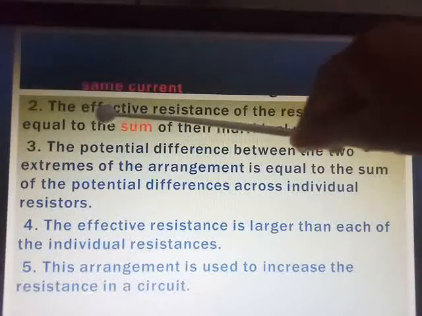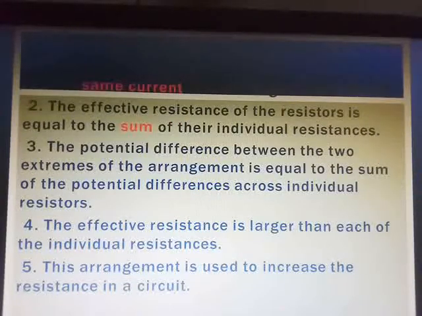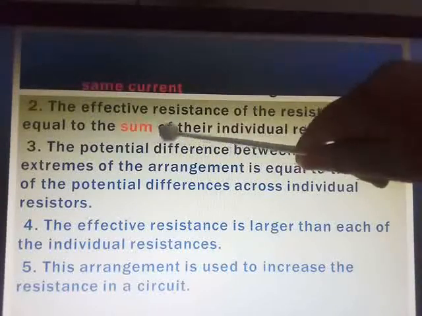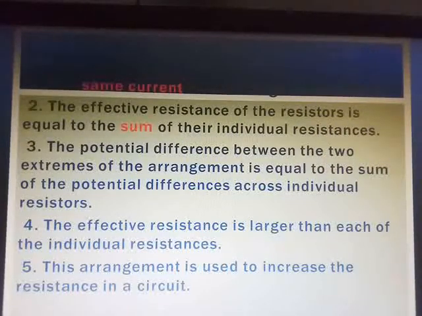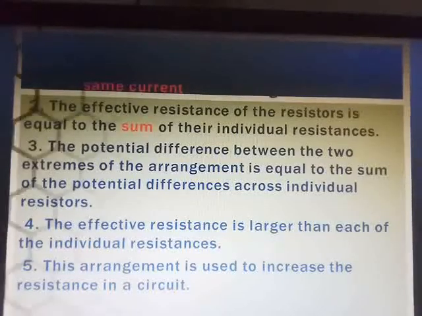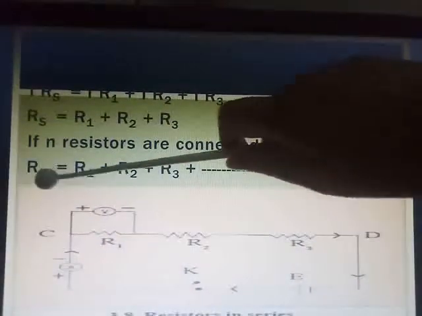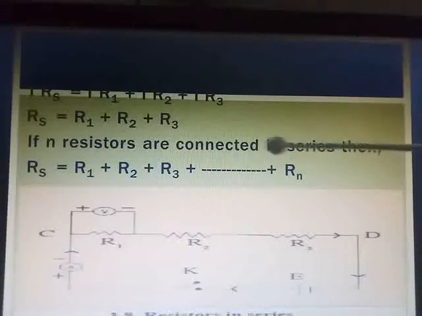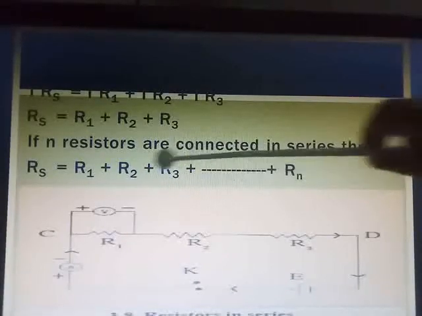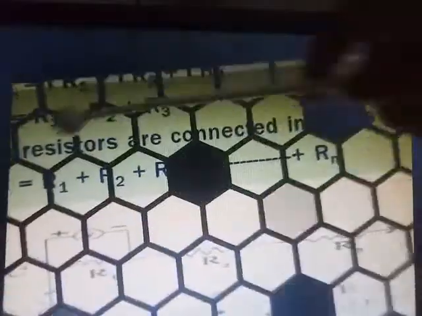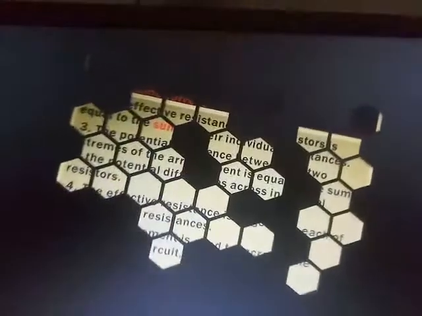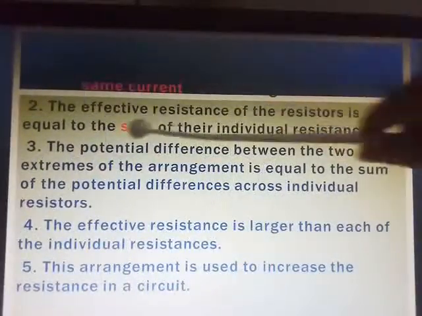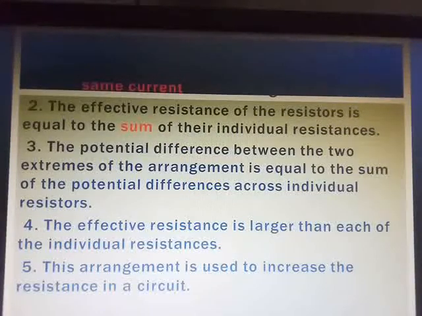Second important point is the effective resistance, that is the total resistance of the resistors, is equal to the sum of their individual resistances. You have seen in the previous slide that your effective resistance, that is Rs, is equal to R1 plus R2 plus R3. For n number of resistors it is the sum added up. So the total resistance is equal to the sum of their individual resistances.